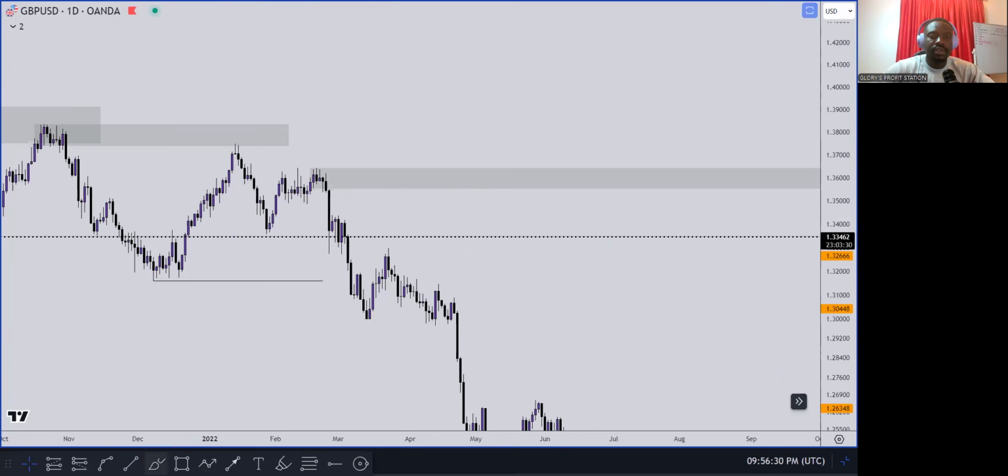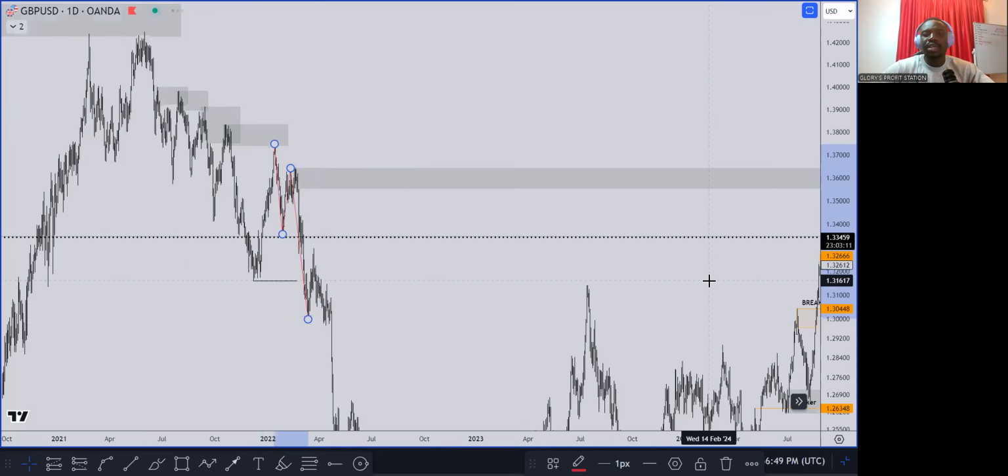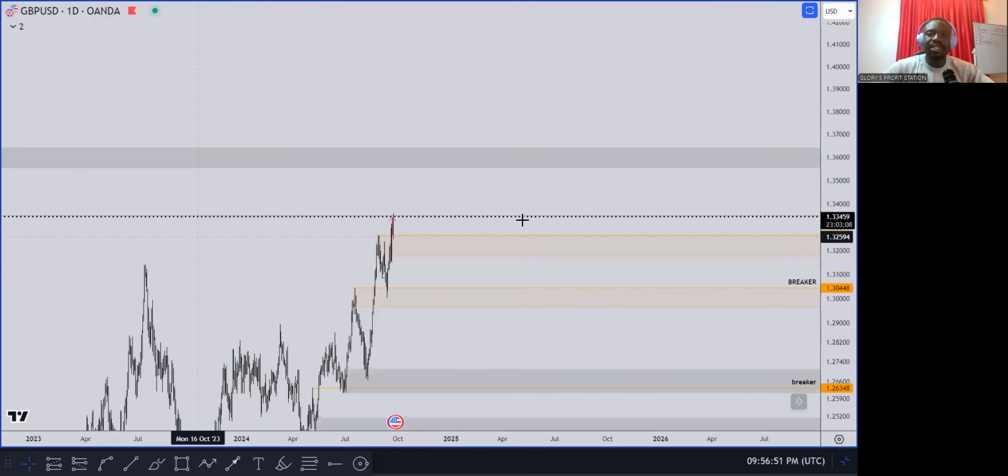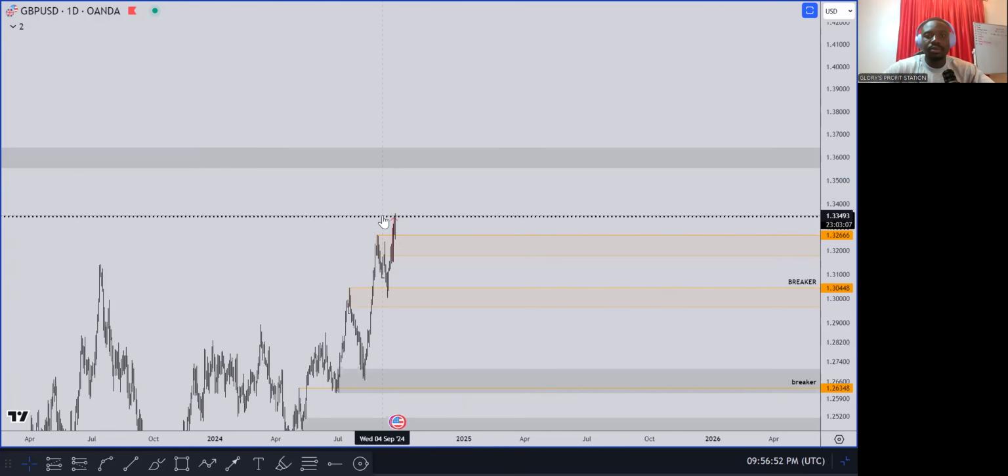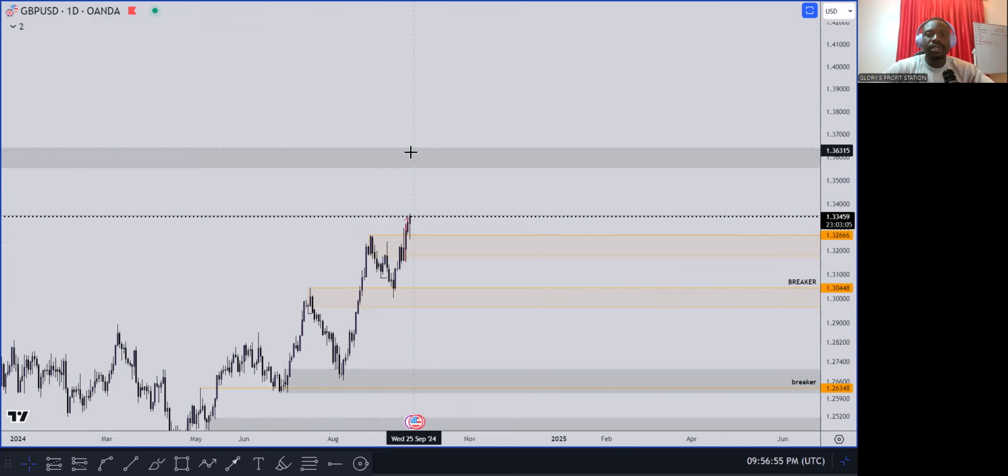Looking at this, we have a high, we have a low, and of course, we have a high, and then we took our structure to the downside. So our supply area is coming from around here, the first bullish candle before the break of structure. That's our supply level, so the market could be gunning for that particular supply level right now.